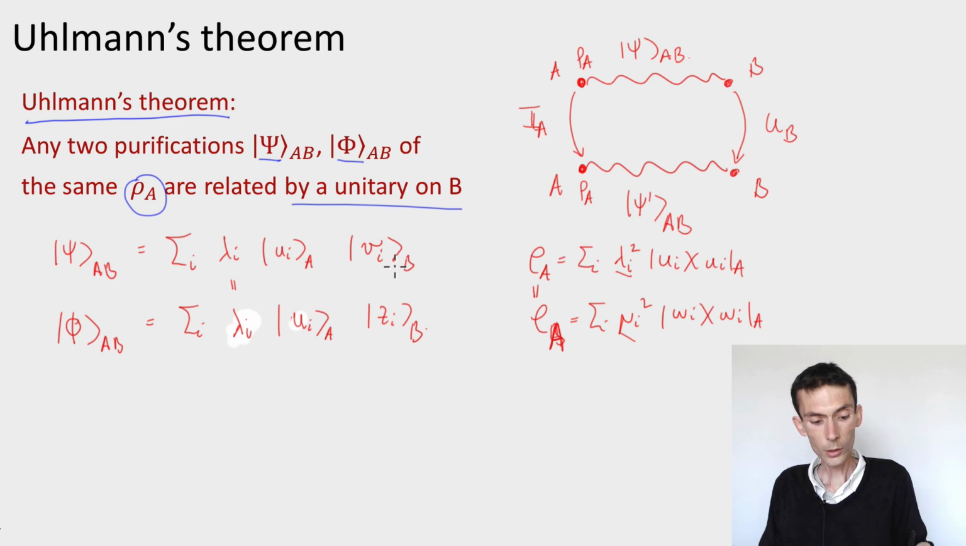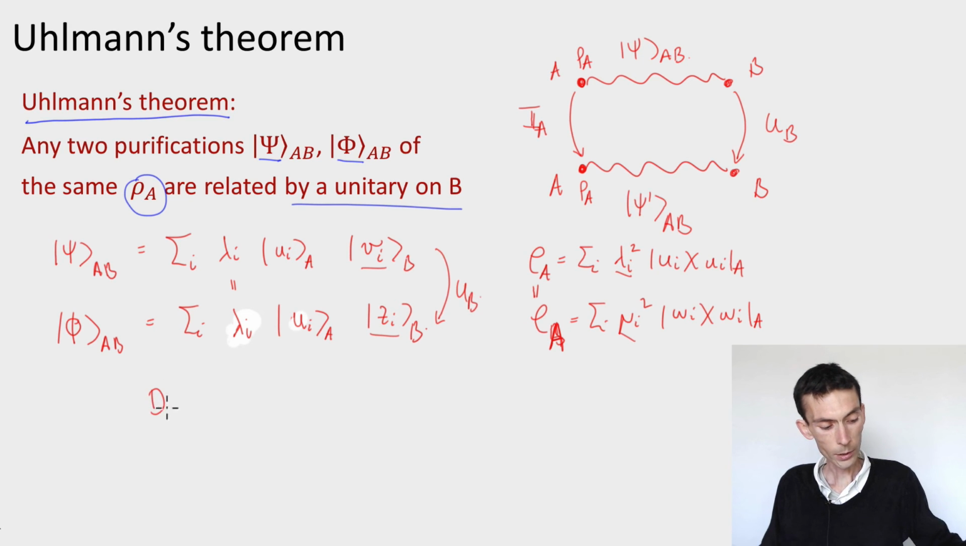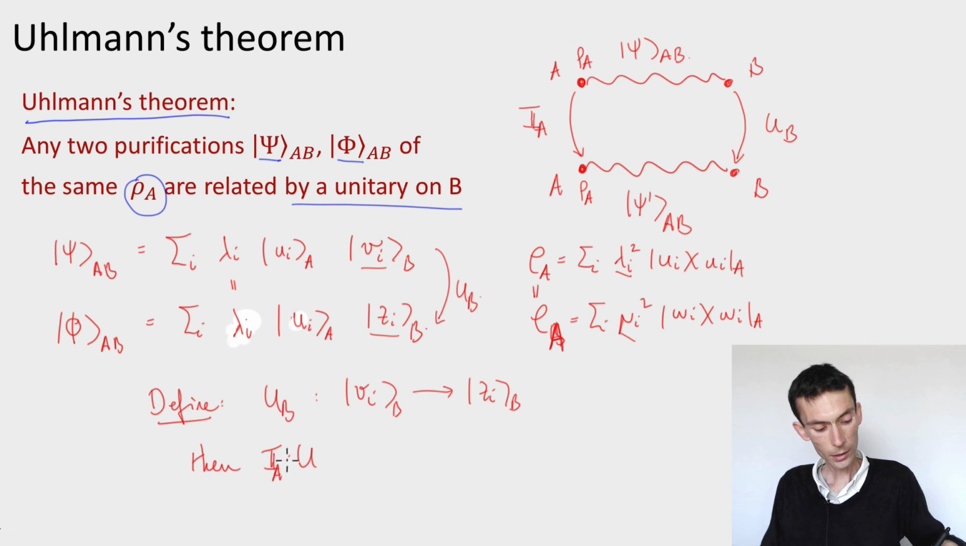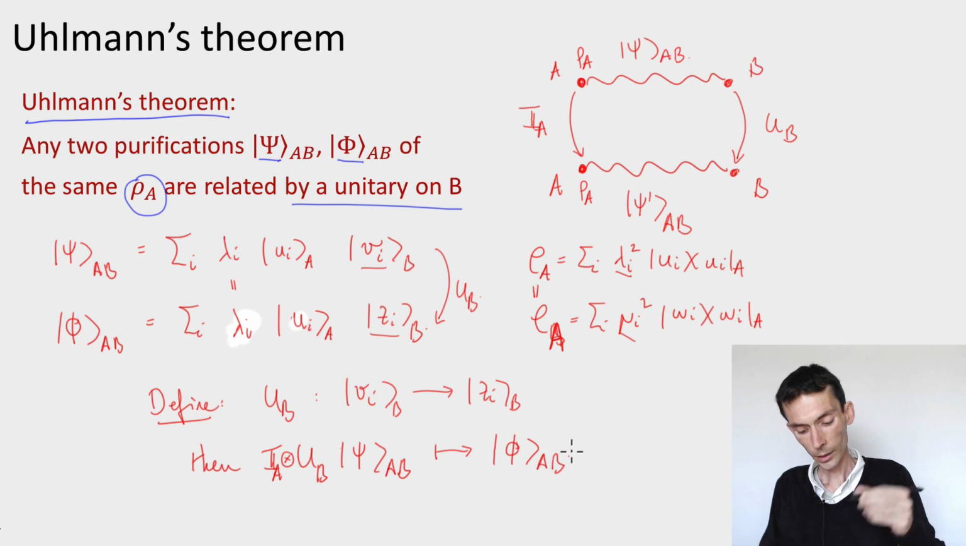What is the case though is that this is a basis and this is a basis, which means that there is a unitary map, U_B, that changes the one basis into the other. I can simply define U_B to be the unitary operation that maps each v_i to z_i on the B system, and then U does exactly what we want, meaning if we act as the identity on A and as U_B on B, this is going to map our first state psi_AB to the state phi_AB.